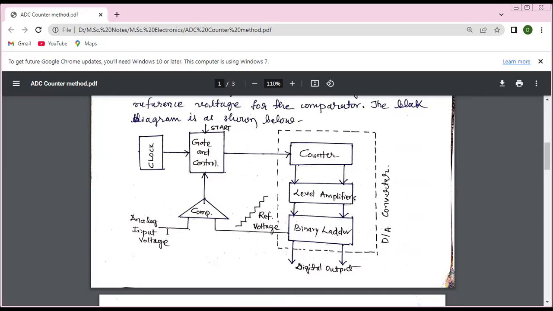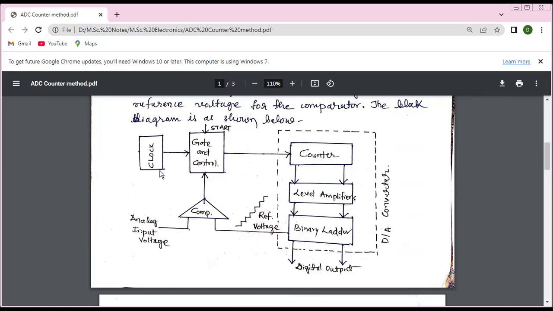When these two inputs are exactly equal, that means when the analog input voltage is exactly equal to the reference voltage, the difference of these two signals is 0, then no output is produced by this comparator. That means the output of the comparator is a 0. This is how it works. Then I will tell you how this circuit works.